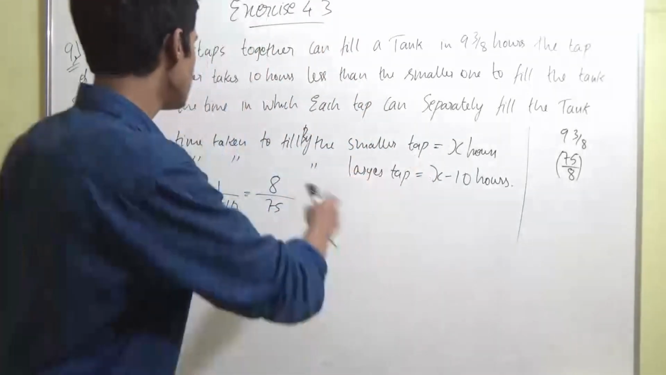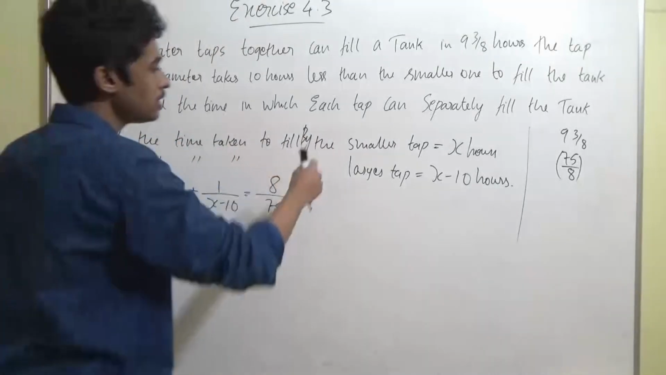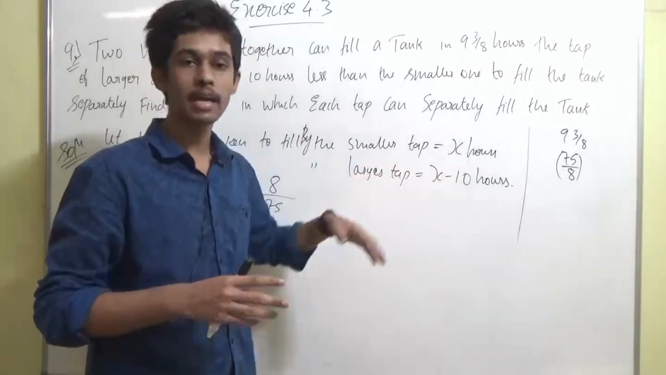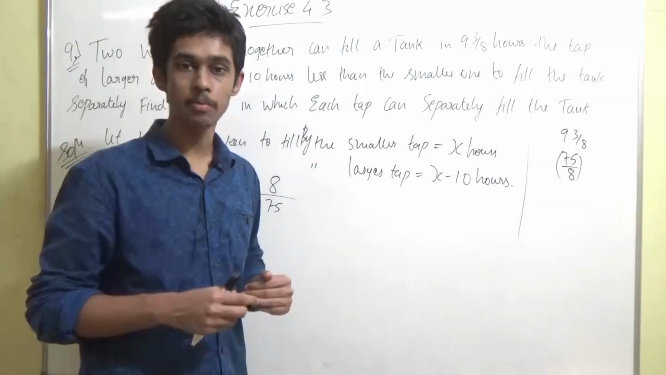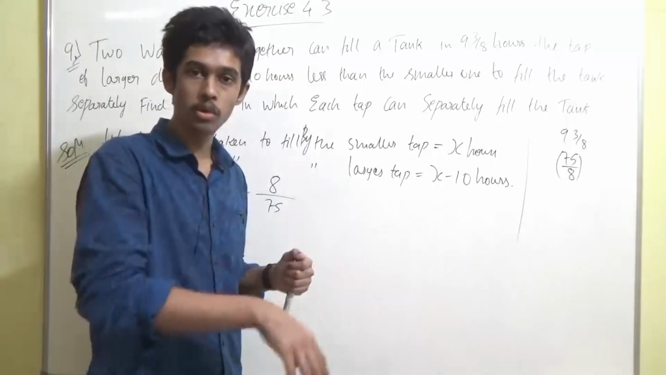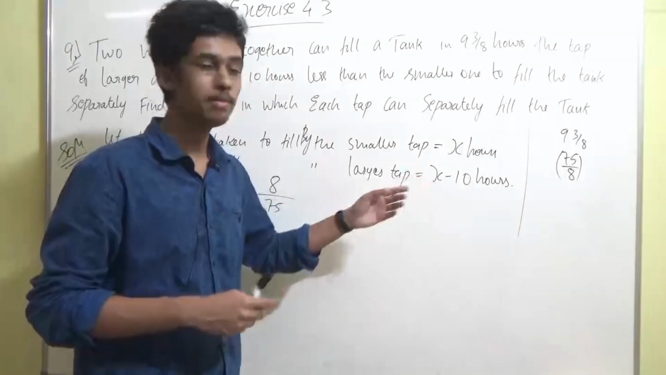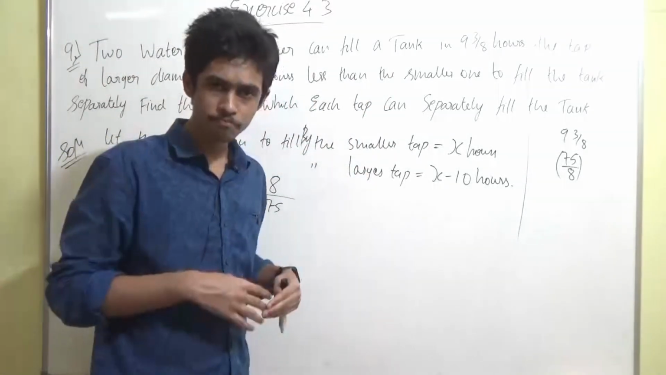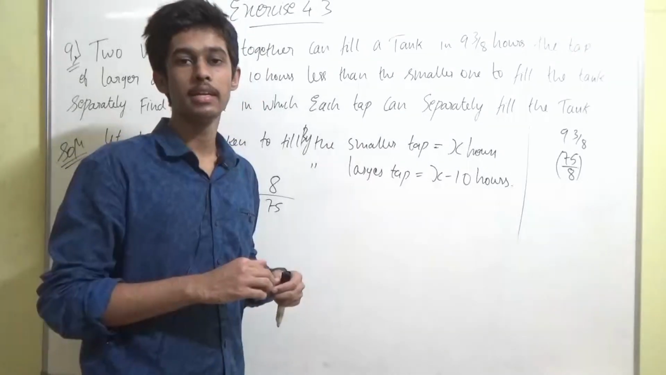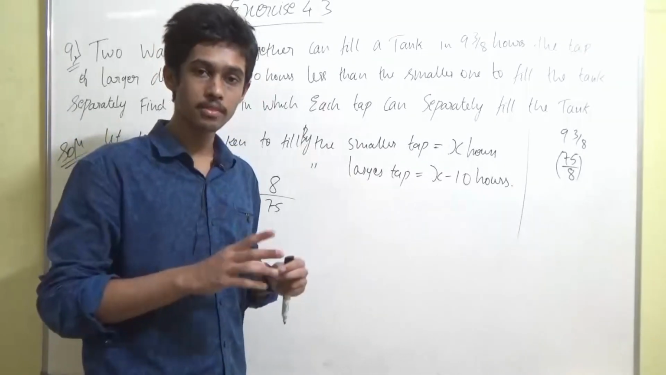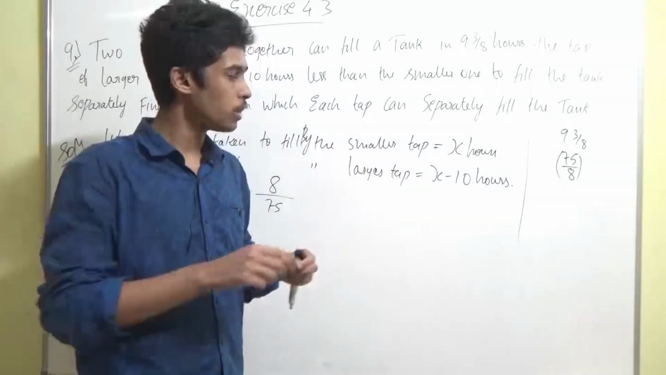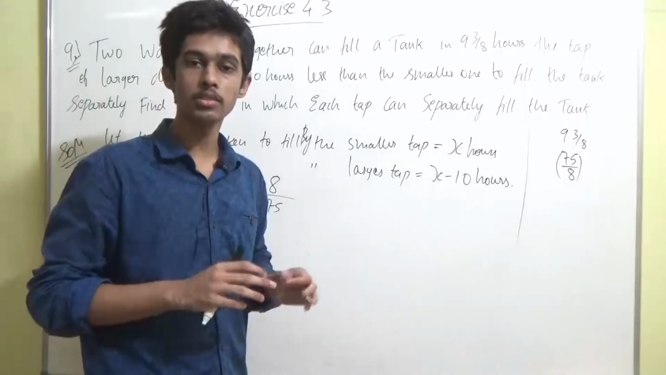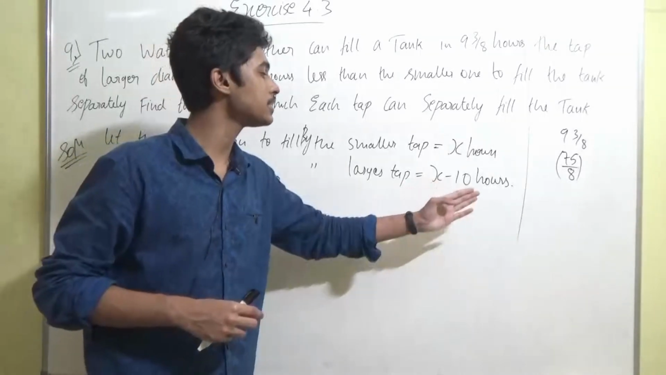From those two conditions, we assume these two variables. Let the time taken by the smaller tap be x. So if it takes x hours, for example 20 hours, the time taken by the larger diameter tap is going to be less, right? Because it has a larger diameter, more water will flow through the tap, so it's going to become x minus 10. As they gave, it takes 10 hours less. If only the smaller tap takes 20 hours to fill the tank, then only the larger tap is going to take 20 minus 10, which is 10 hours.